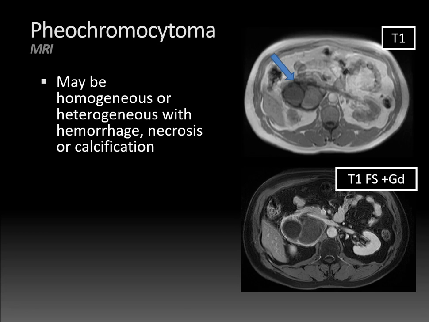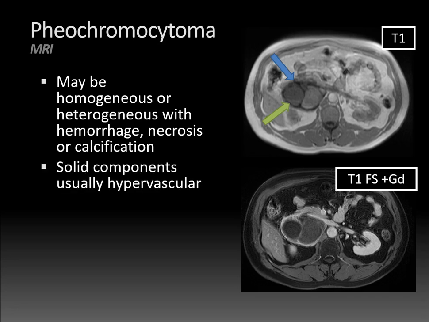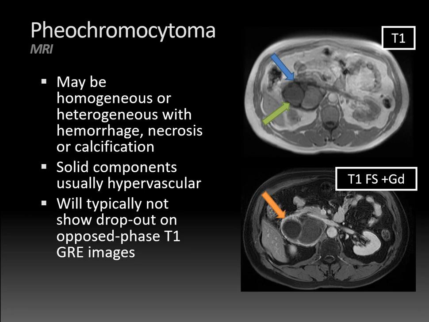Here on this T1 weighted image, which is actually an in-phase image, these areas of dark susceptibility artifact correspond to old hemosiderin deposition from prior hemorrhage. There's also a faintly visible T1 hyperintense hemorrhage level within that cystic component, which likely represents a more acute area of hemorrhage. And the solid components will usually be hypervascular, as denoted by that orange arrow. Again, the cystic and necrotic areas will not enhance. Also, pheochromocytoma usually does not show dropout on opposed phase T1-weighted gradient echo images, and that's how you can differentiate them from lipid-rich adrenal adenomas.